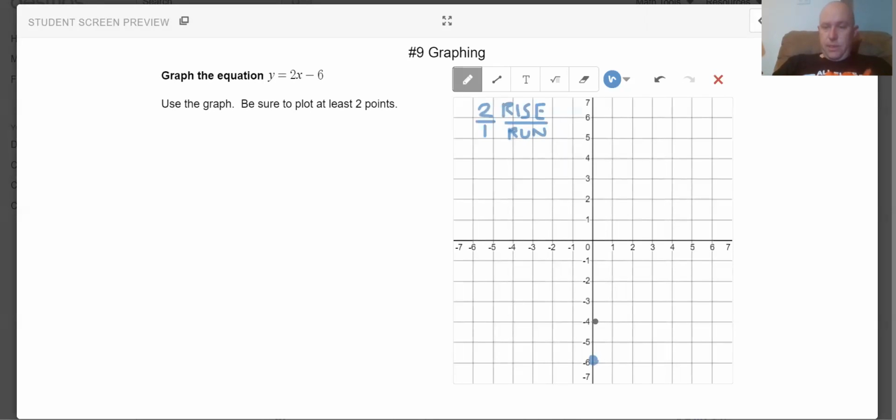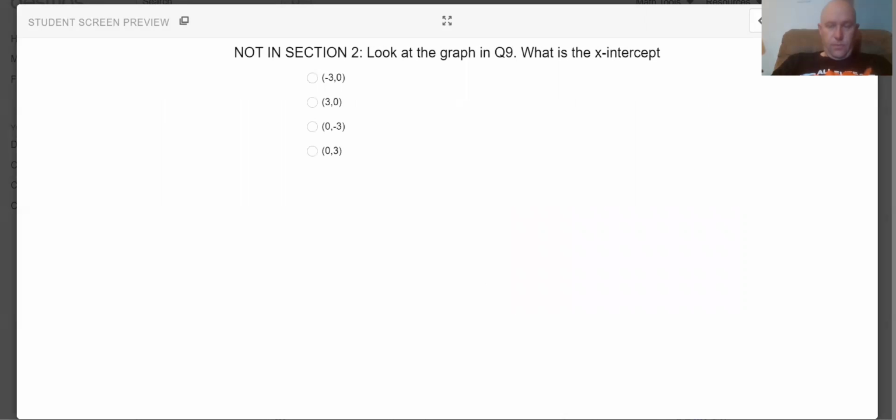So I go up 2 squares, and then I go right 1 square. I go up 2 squares, I go right 1 square. I go up 2, and then I go right 1. And that should be enough for us to come up with a better line for what this actually looks like.